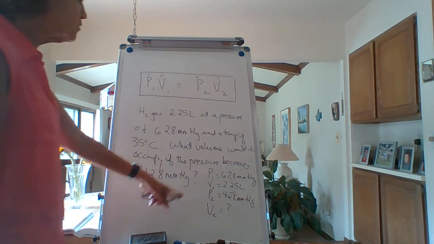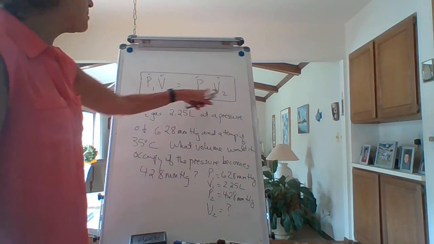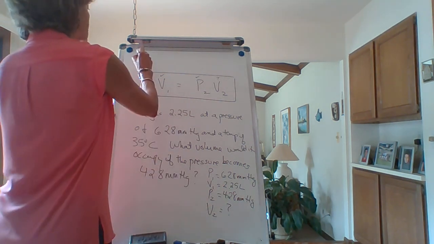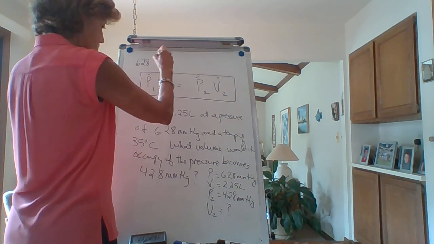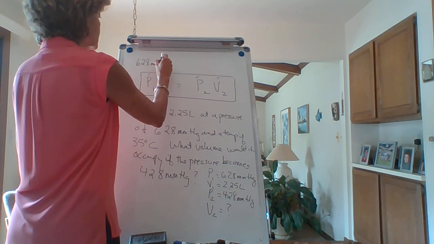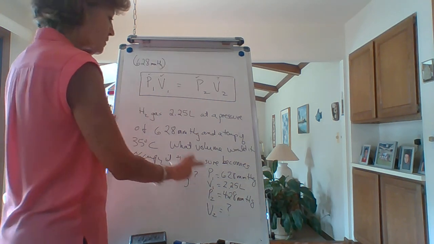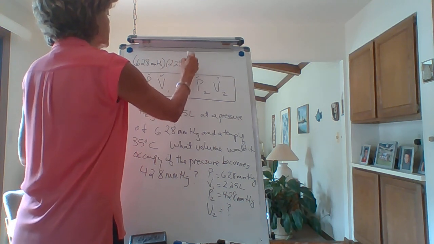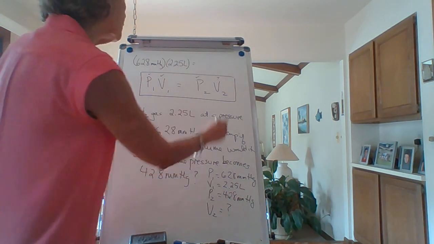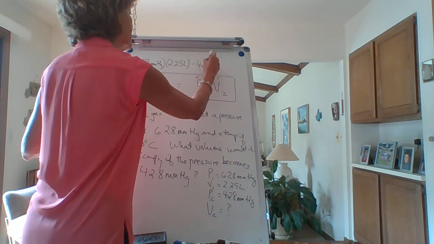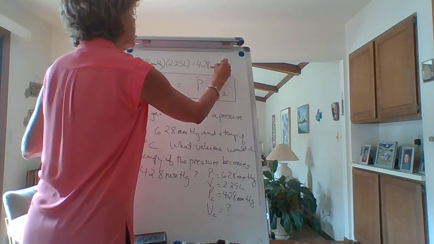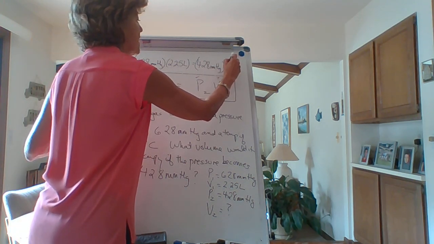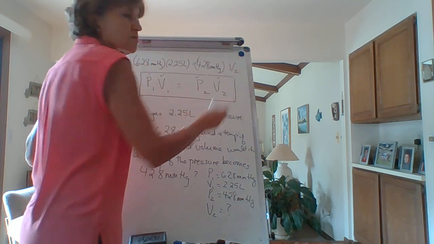Okay, so all we're going to do is just plug these numbers into this equation over here. So we're going to write 628 millimeters of mercury, which is our P1, and then our V1 is 2.25 liters, and then our P2 is 428 millimeters of mercury. And then V2 is my X. That's my unknown. So I'm just going to write V2 as my unknown.